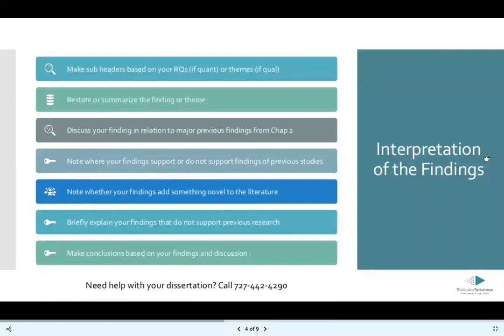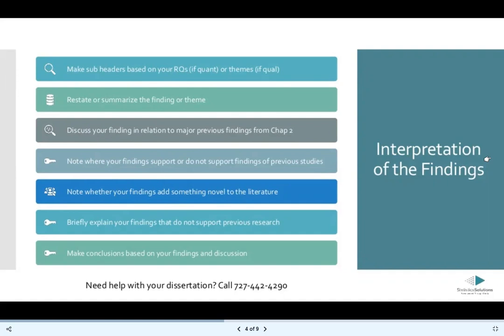If you're conducting a qualitative study, then your headings might be based on themes. So different themes that arose throughout your analysis, you would want to list those out here, and you can discuss what the results mean under each theme.